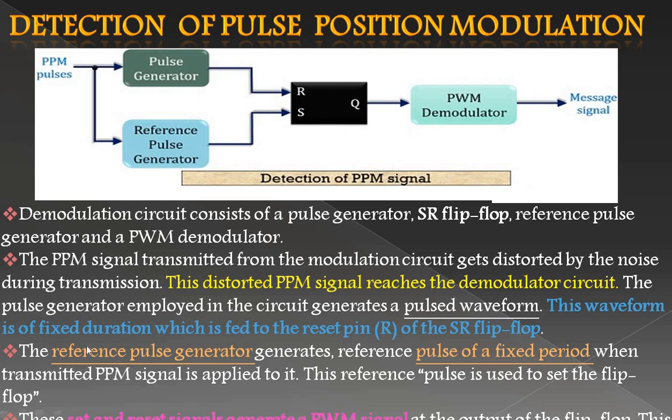So this last point is that the set and reset signals generate the pulse width modulated signal at the output of the flip-flop. This output is fed to the pulse width demodulator circuit, which in turn produces your original message signal. This is how you generate your original message signal from the pulse position modulation technique. I hope you are clear with the pulse position modulation technique, correct? So this was about detection or demodulation of pulse position modulation.